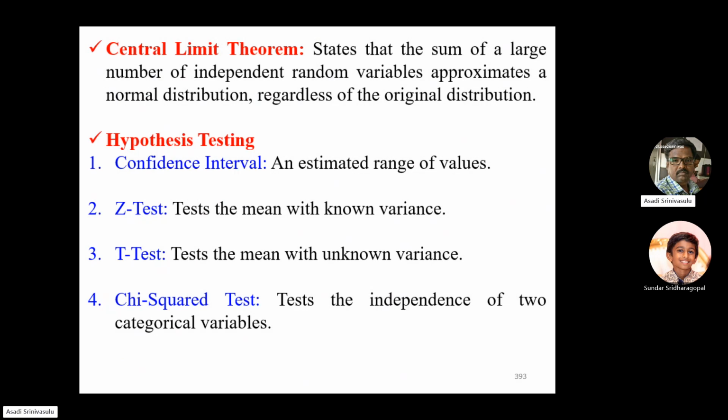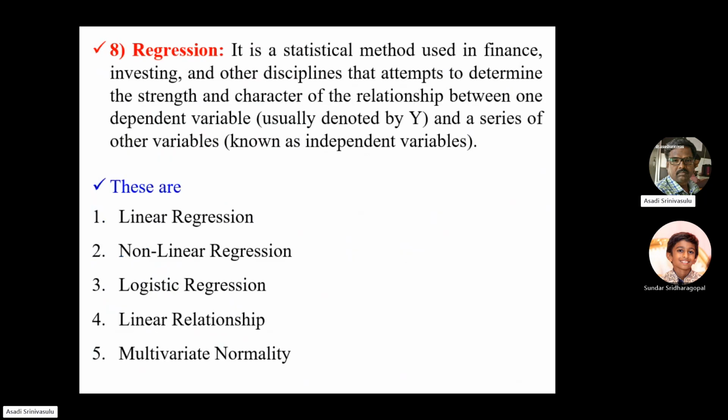Z-test tests the mean with known variance. T-test tests the mean with unknown variance. Chi-square tests the independence of two categorical variables. So in those constraints, we are performing hypothesis testing. Then the last topic in statistics, the eighth concept, is regression. Regression means that based on past values, we are calculating the future value. That is the relationship between one dependent variable, usually denoted by y, and a series of other variables known as independent variables.